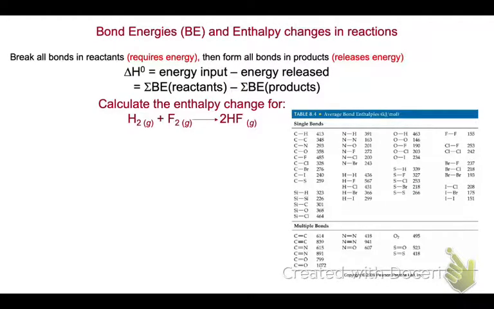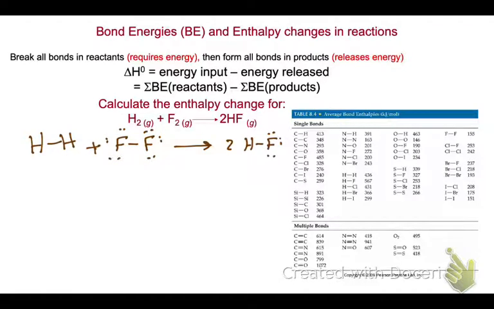Calculate the enthalpy change for the reaction when hydrogen reacts with fluorine gas to give me hydrogen fluoride. Here is what I have to do. First things first, if you want to know what bonds you're breaking and what bonds you're forming, you do have to know how to draw Lewis structures, because how else would you know what covalent bonds you're breaking or making. So for this question, hydrogen has this Lewis structure. Fluorine has a single bond, this Lewis structure. And this is the product Lewis structure.